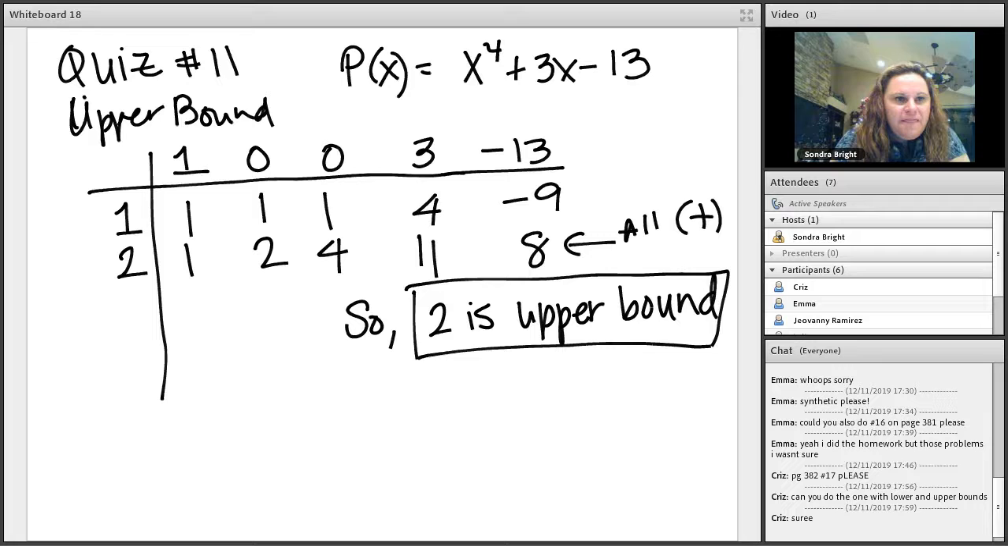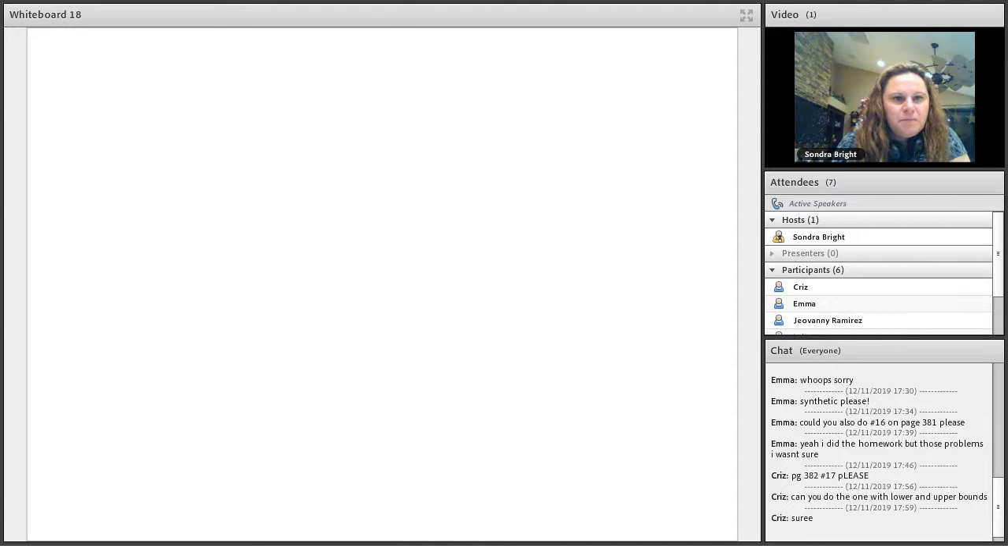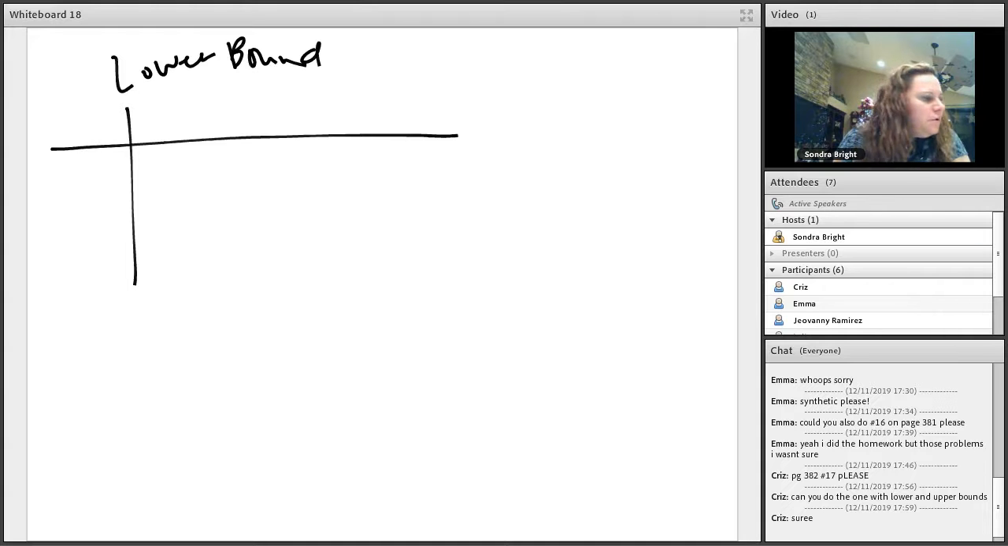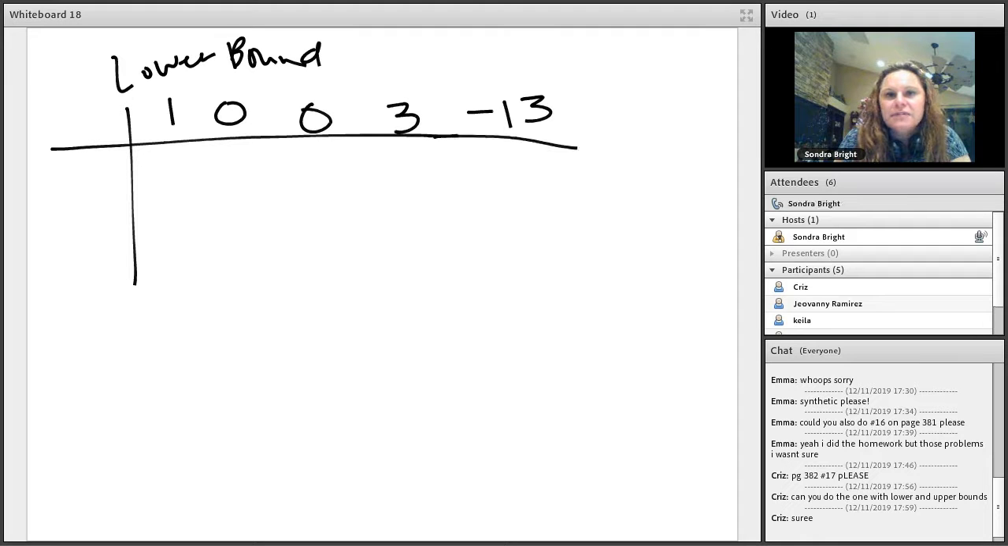All right, then I'm going to do the same thing again. I need to go to a new screen because otherwise I'll run out of room. For the lower bound, you're going to plug in negative numbers. So I'll do the same thing. My coefficients were a 1, a 0, a 0, a 3, and then a negative 13.